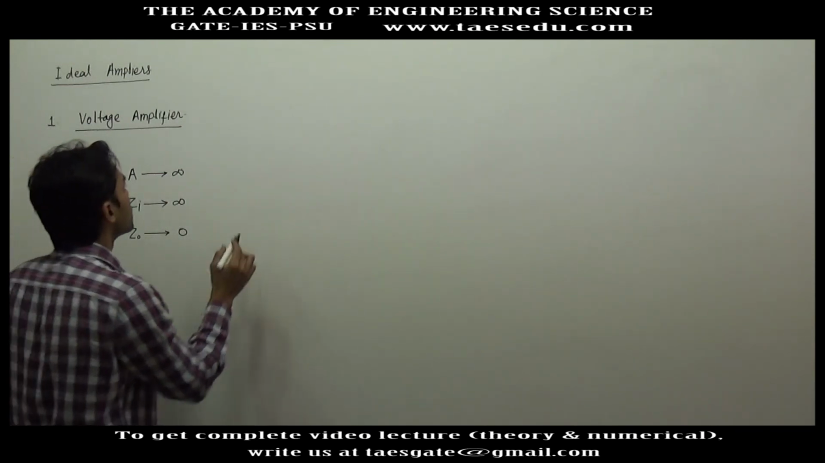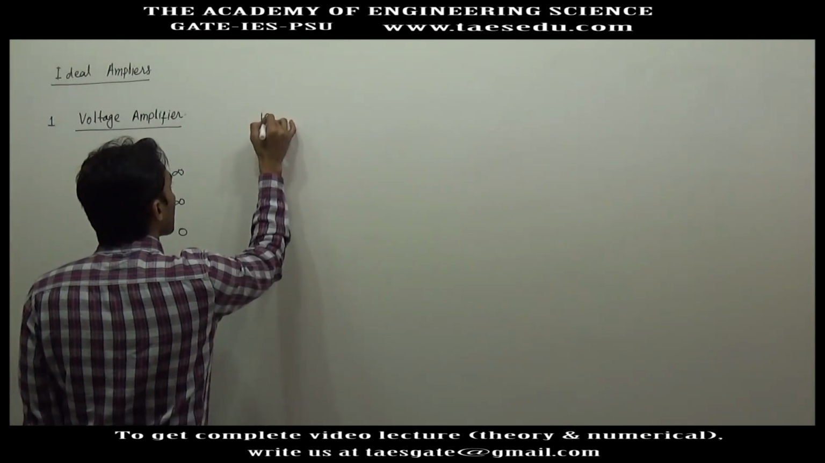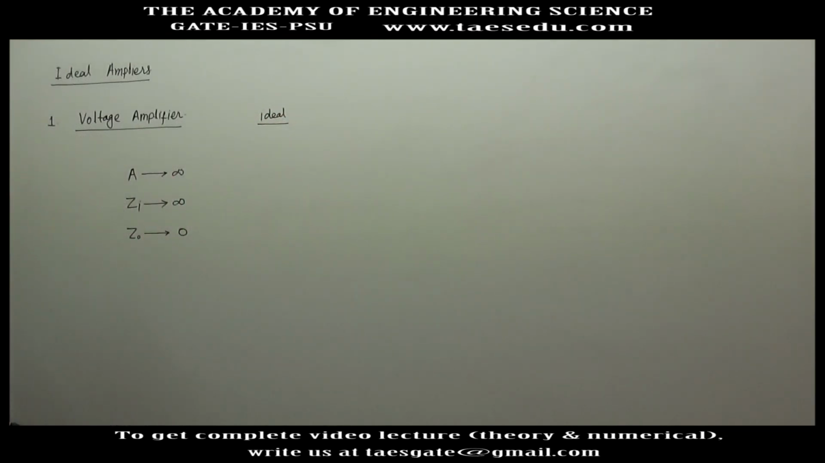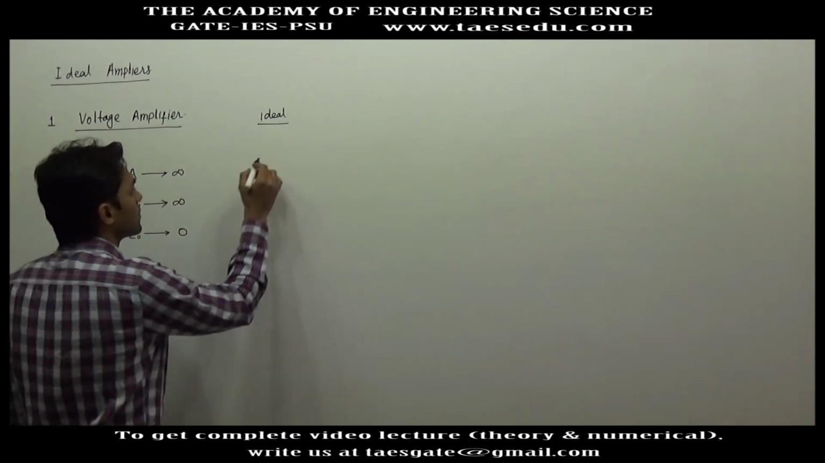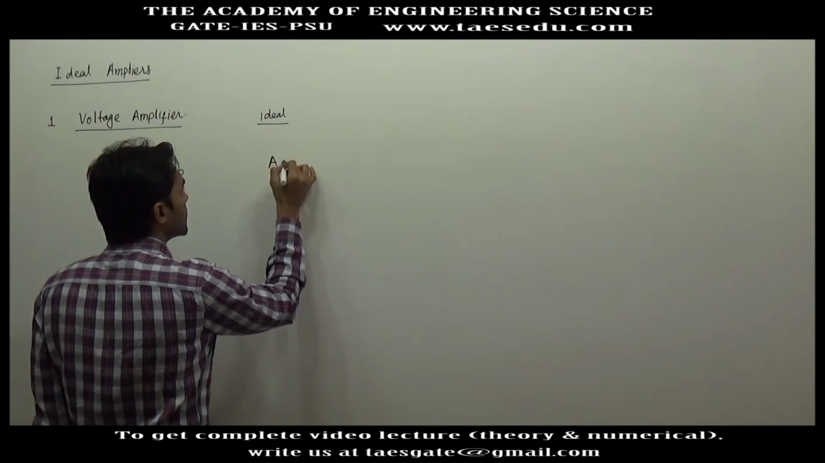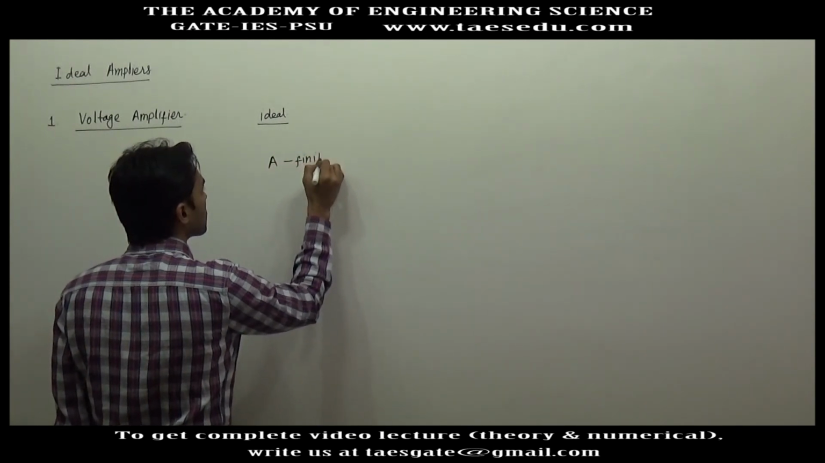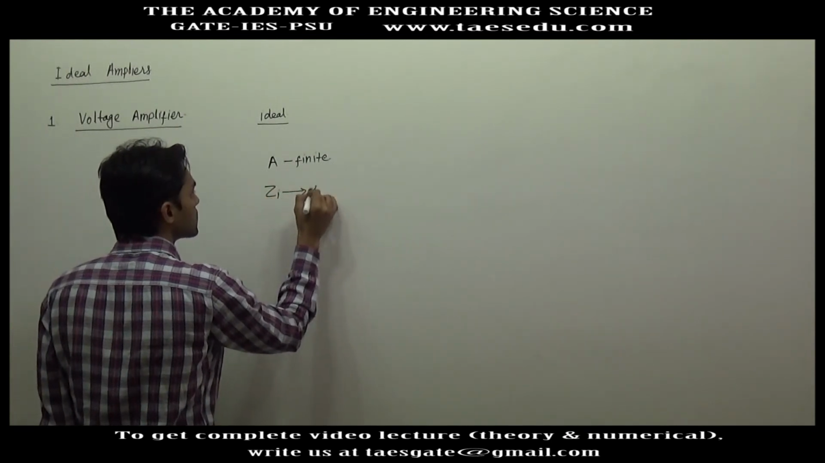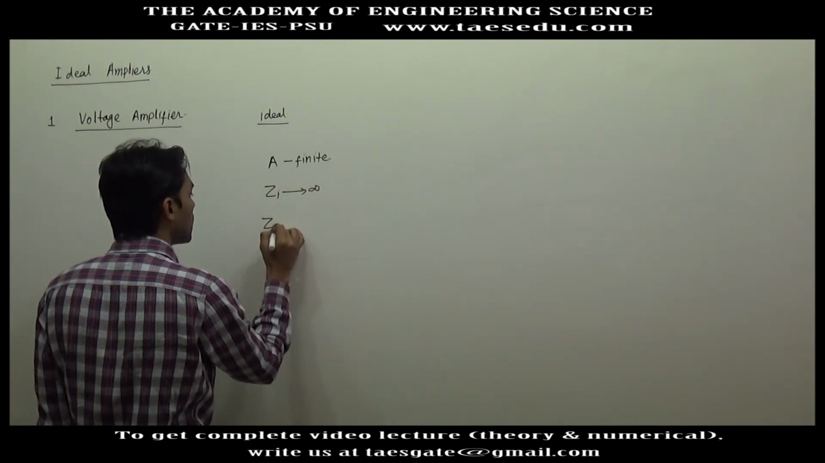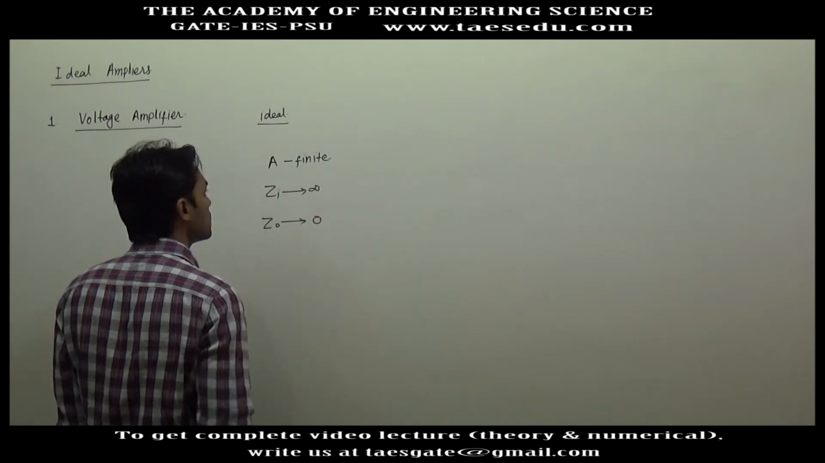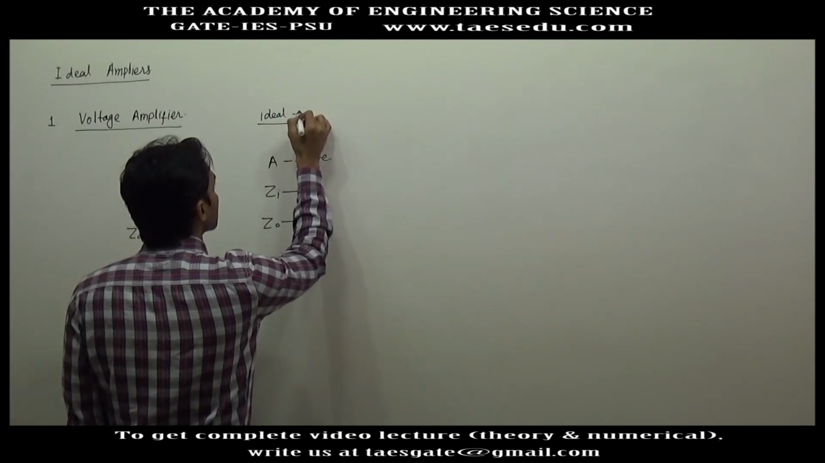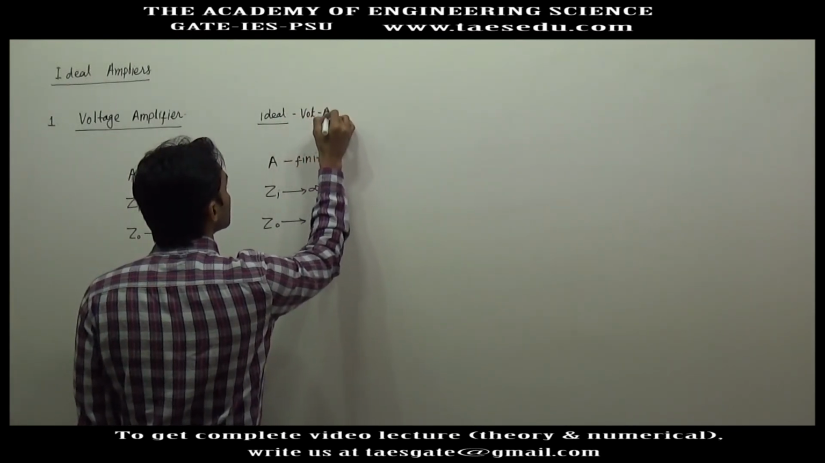In case of a general voltage amplifier, if we talk about an ideal voltage amplifier, the gain does not necessarily need to be infinity. It may have some finite gain, but its input impedance must tend to infinity and output impedance must tend to 0. So this is the case of an ideal general voltage amplifier.